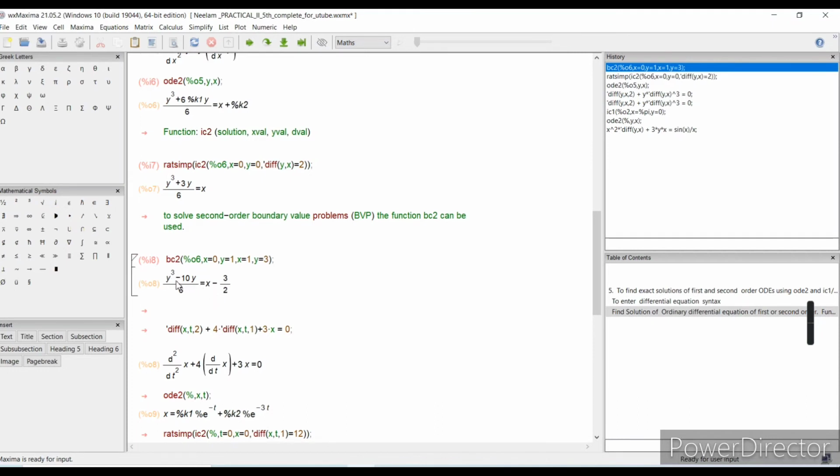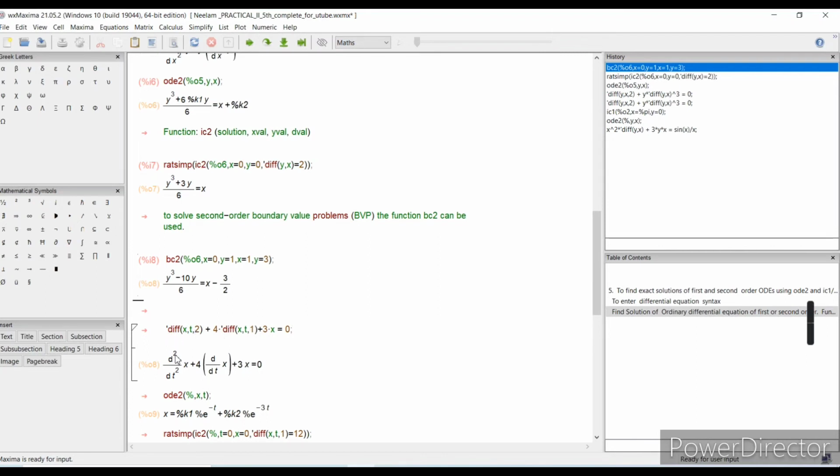Okay, so when you find this, the K1 comes out to be minus 10 and the value of K2 is minus 3 by 2. Verify this, because in examination we will give you a differential equation and you have to solve this manually as well as in your MAXIMA software. Okay, now you can practice more questions.